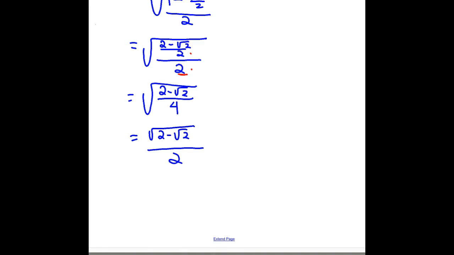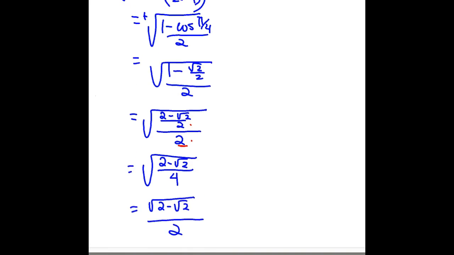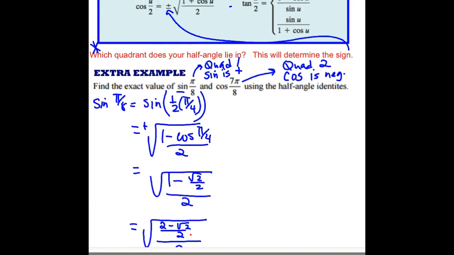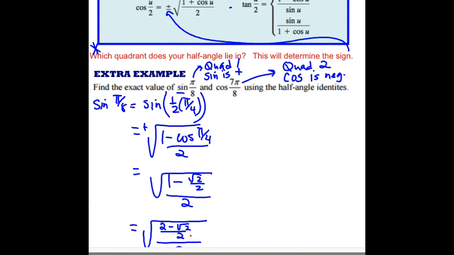The top part still is, and you are not allowed to square root individual pieces in a sum or difference expression. Because of this minus sign between the 2 and the root 2, we can't split that apart and square root each part separately. So that's all we can do. All right. Let's go back and try the cosine of 7 pi over 8.